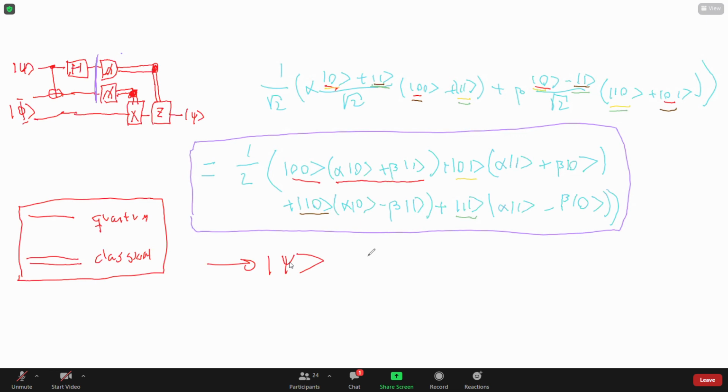But that's more like a philosophical answer. The technical answer is that we can really see it from this equation: Bob only gets the state we want him to have after he acts on this classical information.